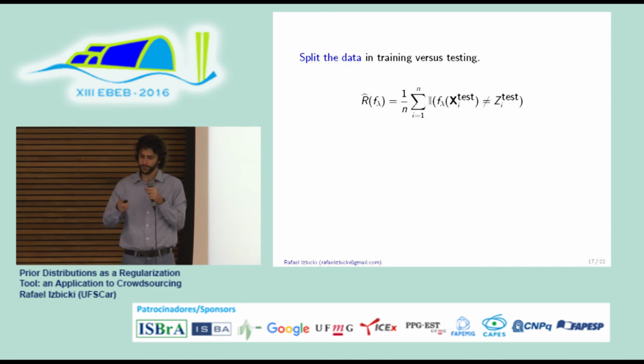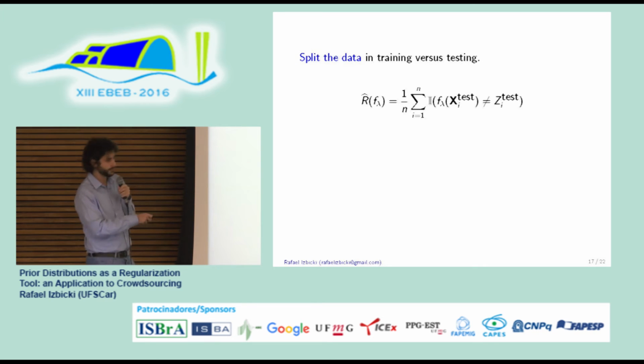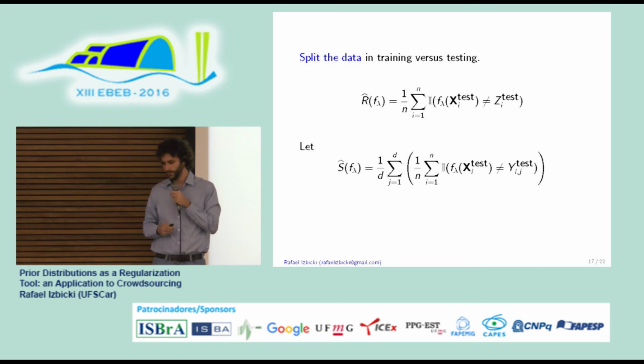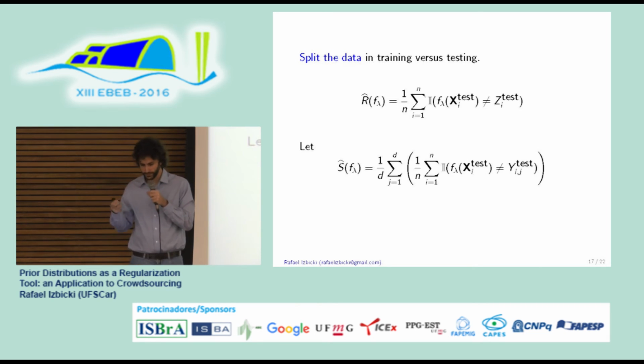But of course, as I said before, we can't compute this because we don't have the true labels. So what we did instead was to use a different score. Instead of using this, we use this other score, which is actually quite simple.